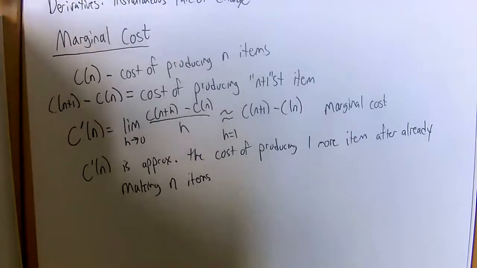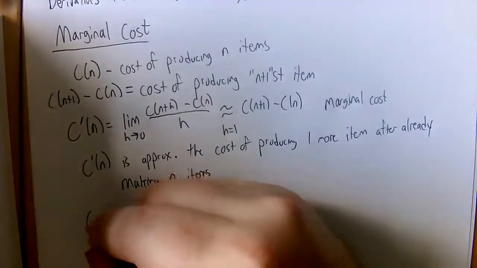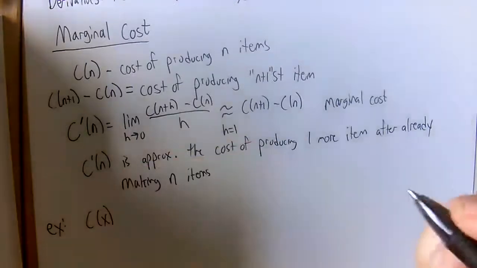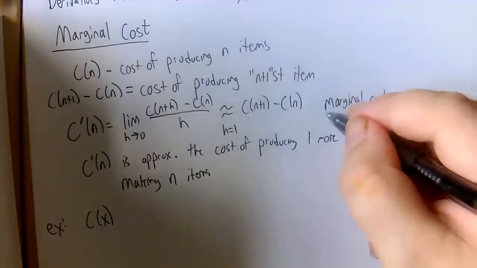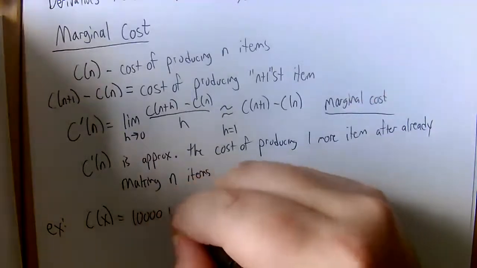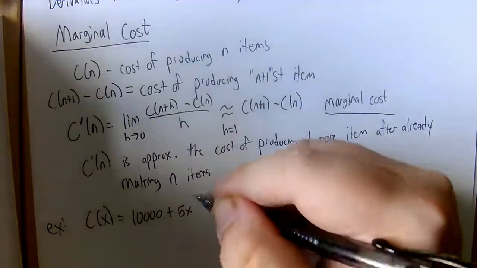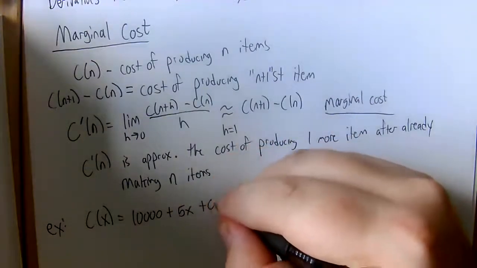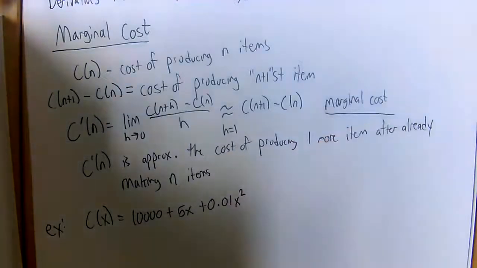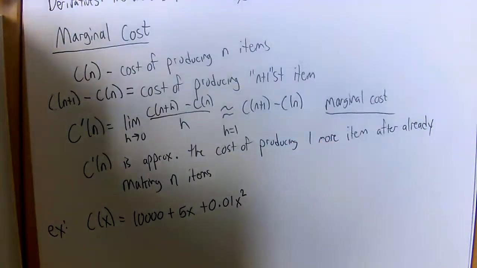So let's take a look at an example. Let's compute marginal cost. So let's say the cost of producing x items in a given situation is 10,000 plus 5x plus 0.01 x squared right here. All right, so this is the cost of producing x items.